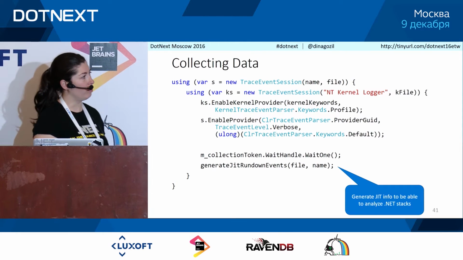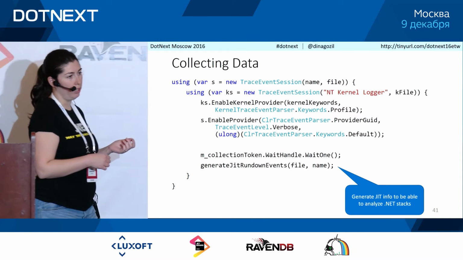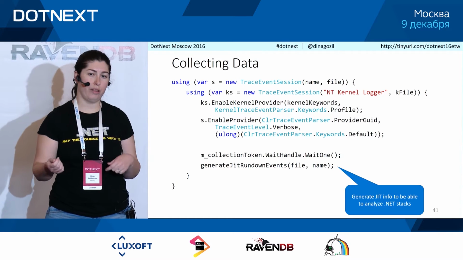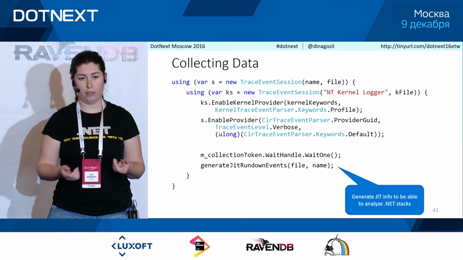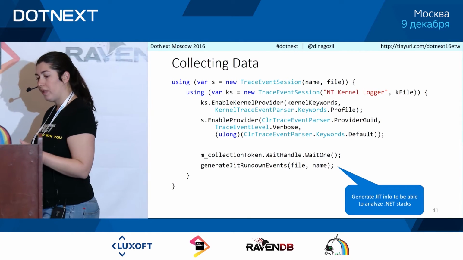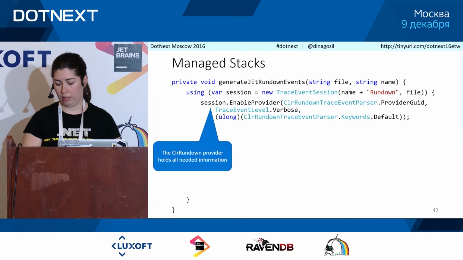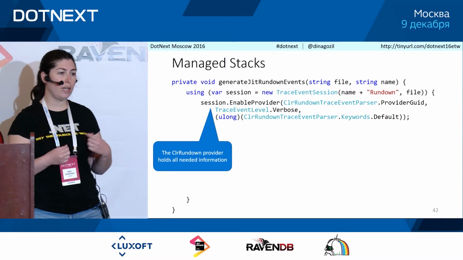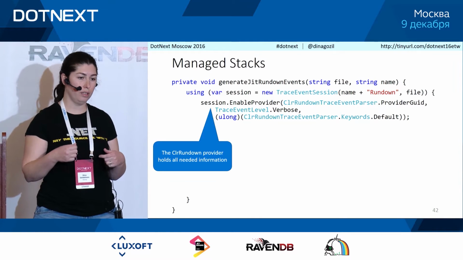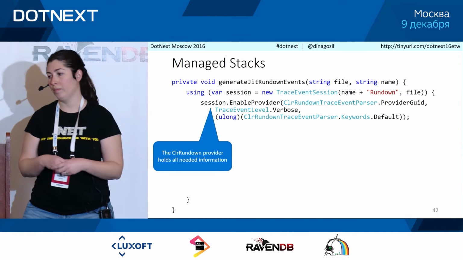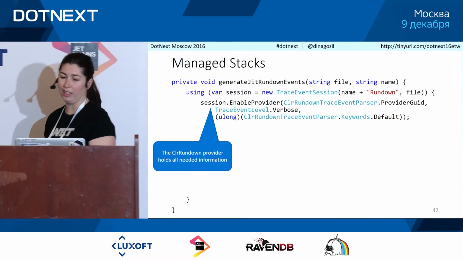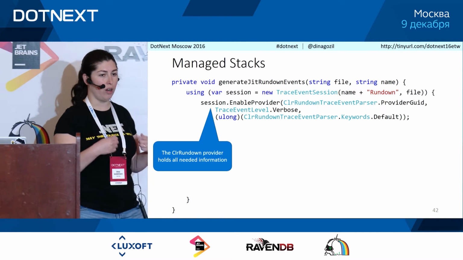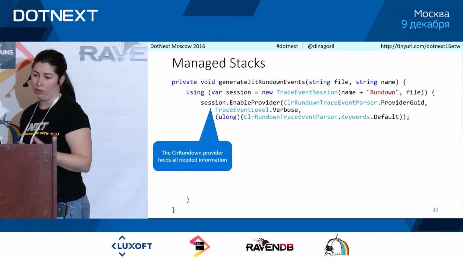Now, the last thing we're going to need, since we have a managed application, is data about the JITted methods, because we won't be able to analyze the call stacks without that. That's actually done also using ETW. It turns out that the JIT saves all of the information about the JITted methods when it compiles them. By simply turning on the JIT rundown provider, it starts getting all of this information, and so you can record it.